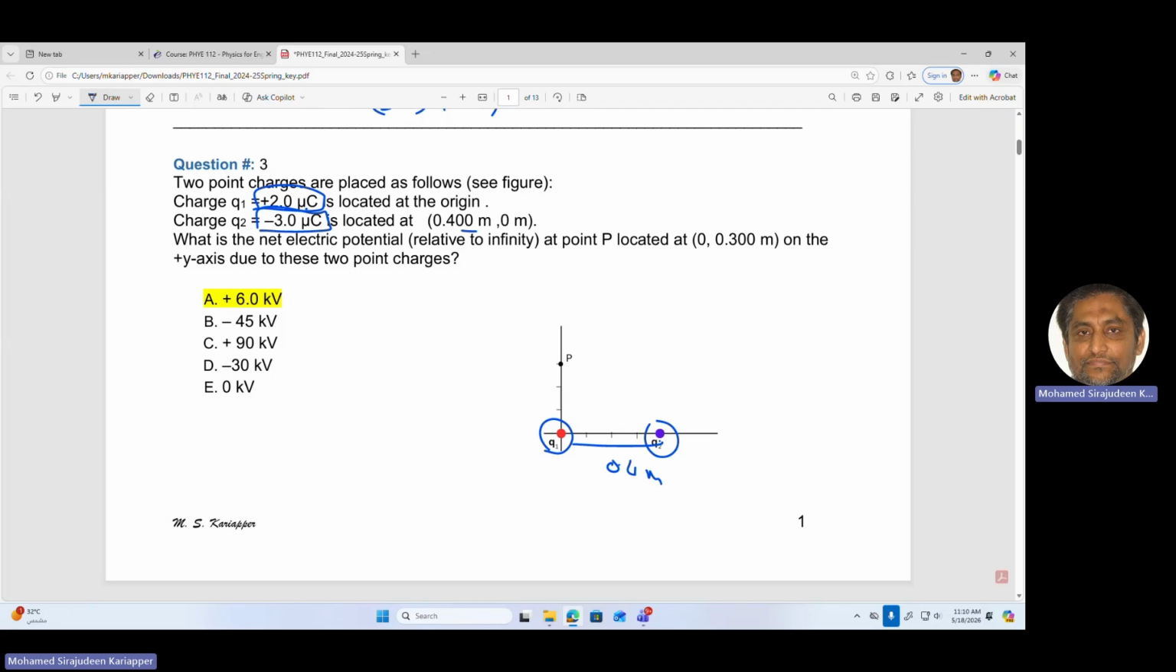And the question is, find the total potential, because we have not one charge, we have two charges, at the point P. At this point, there is nothing at the point P. It's just a point. At that point, what is the total potential? This is the question. So again, you need to know the formula. The formulas are there in the formula sheet, but if you don't know what we are talking about, you don't know which formula to pick. Although, I have to warn you one thing.